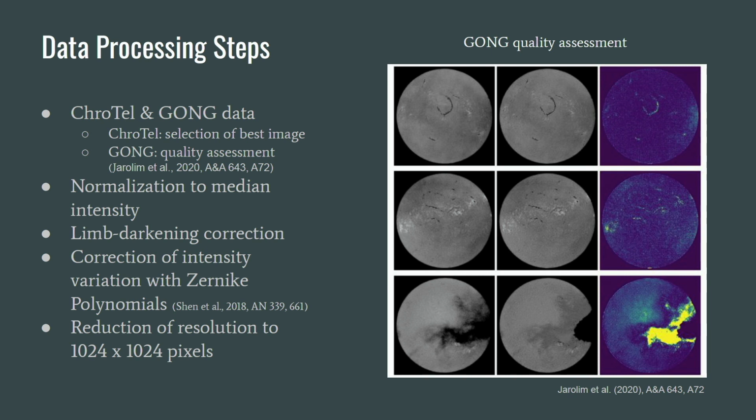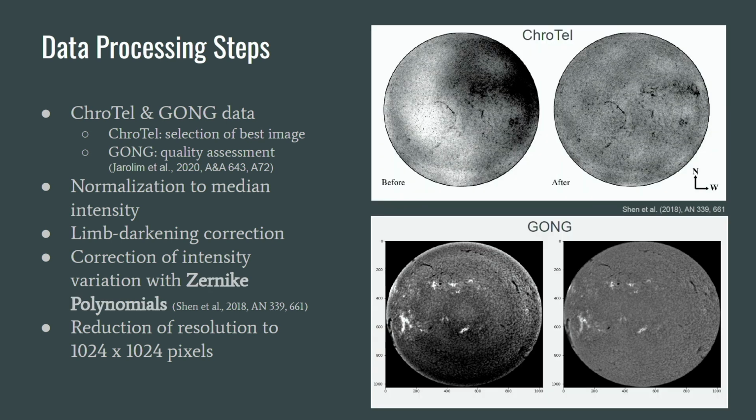First of all, we needed to do some more data processing. For Kanzelhöhe, we selected the best image per day with median filter gradient similarity. And for GONG, we used the quality assessment by Robert Jarolim, who optimized basically this quality assessment with neural networks. Both image data were normalized to median intensity and limb darkening corrected, and then we used a method to approximate these intensity changes in the Kanzelhöhe images.